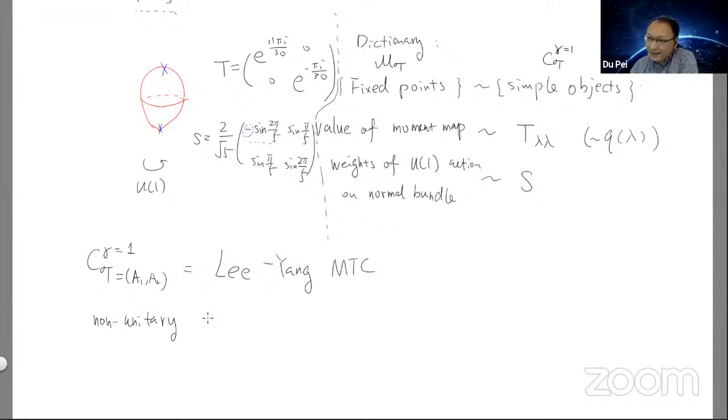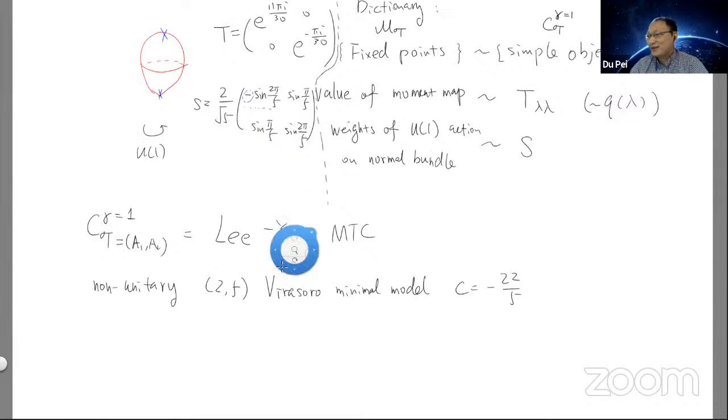This MTC is also known as the (2,5) Virasoro minimal model. So if you still remember the formula for the central charge of the Virasoro minimal model for any p, q minimal model, you can compute it, and you will find that the central charge equals minus 22 over 5. So the conformal field theory is expected to be non-unitary, and also the modular tensor category is non-unitary.